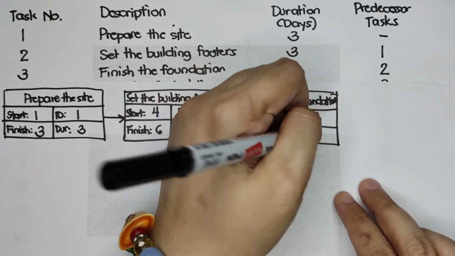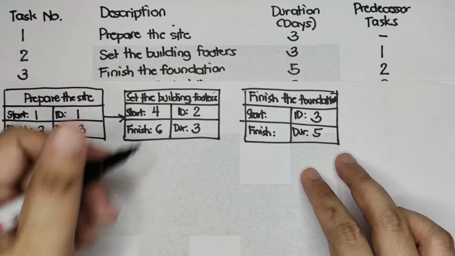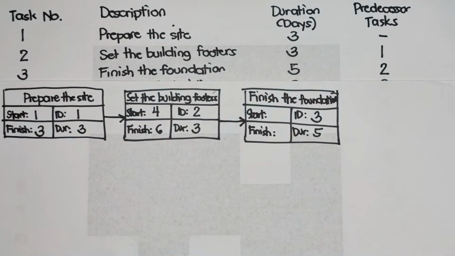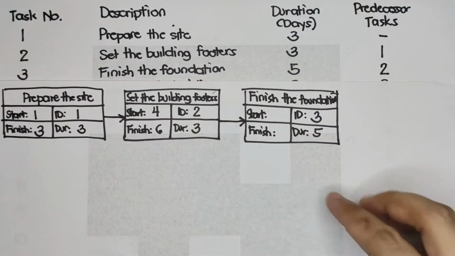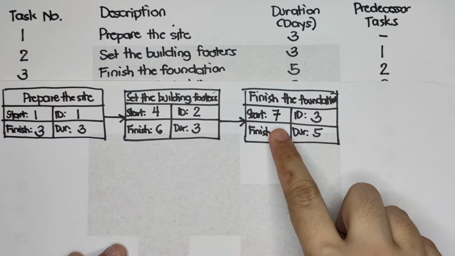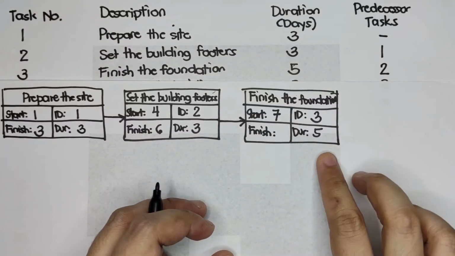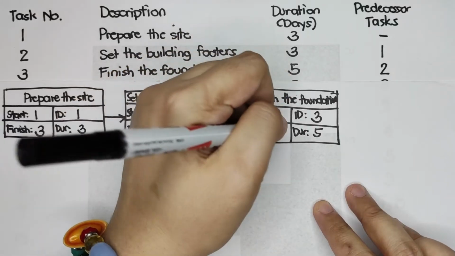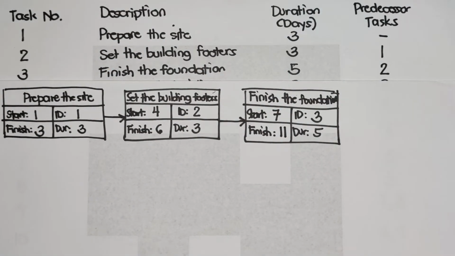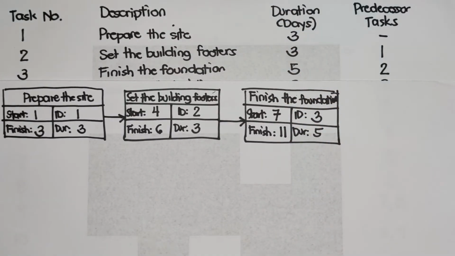Duration is 5. Since the predecessor task of finish the foundation is 2, let's again create an arrow going to finish the foundation. So the start day of finish the foundation is day 7. And then to get the finish day, we have 7 plus 5, 12, minus 1, is 11. So that will be our finish the foundation for task number 3.